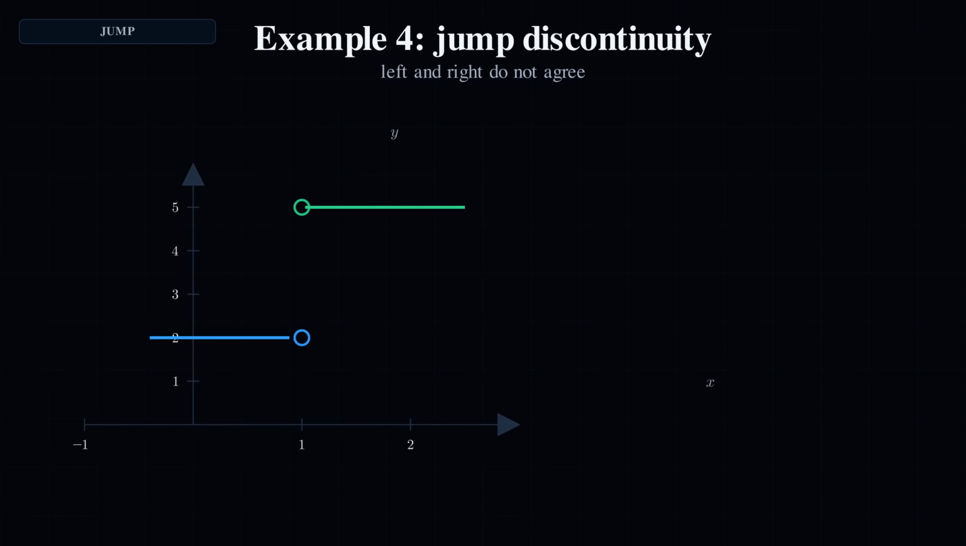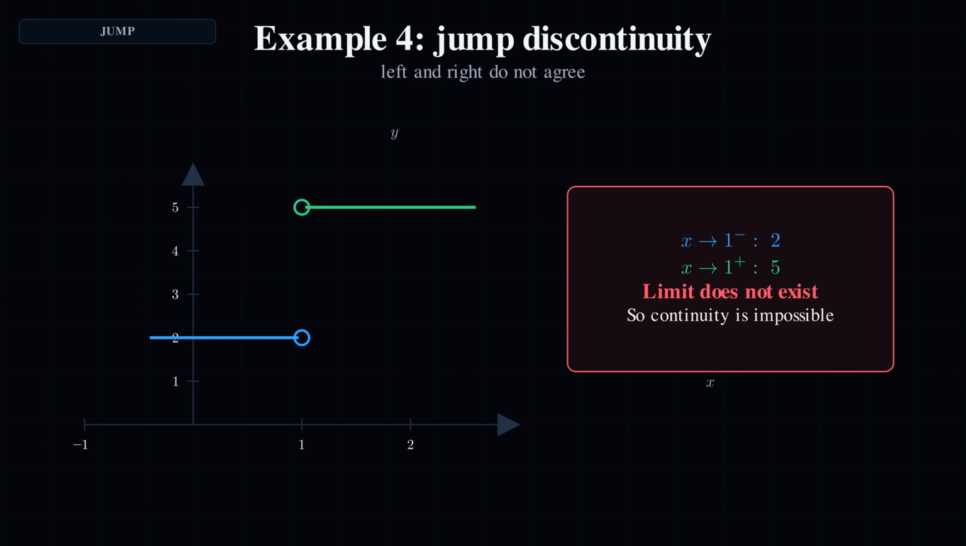Now consider a jump. From the left side, the graph approaches one height. From the right side, it approaches another height. The two sides do not agree, so the limit does not exist. If the limit does not exist, continuity is impossible. A jump discontinuity is a visible break where the graph changes level suddenly.